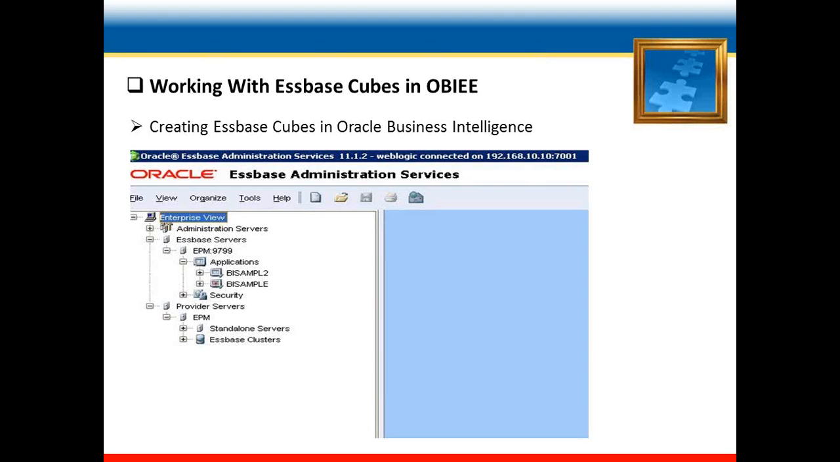So first of all, when working with Essbase cubes in Oracle Business Intelligence Enterprise Edition, we need to create Essbase cubes in Oracle Business Intelligence. So we just have to log in with Essbase Administration Services, and we have to create the applications under the Essbase server APM node, and we can create applications as I have mentioned on the screen, like BI Sample 2 and BI Sample, and we need to create databases under these applications.